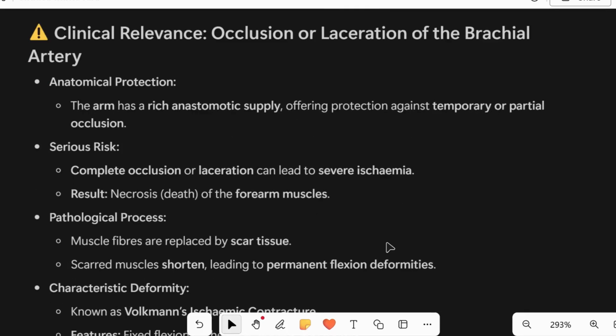The clinical relevance over here that is worth mentioning is that laceration or occlusion of the brachial artery can have grave consequences on the musculature. In such a way that the arm has a rich anastomotic supply, and complete or partial occlusion or laceration of the brachial artery will result in severe ischemia to the muscles. The muscles will eventually undergo necrosis, and the specific muscles which are affected are the forearm muscles of the upper limb. Now what happens in the muscles is that they get replaced by fibrous tissue, and the fibrous tissue results in their shortening and leading to permanent flexure deformity.